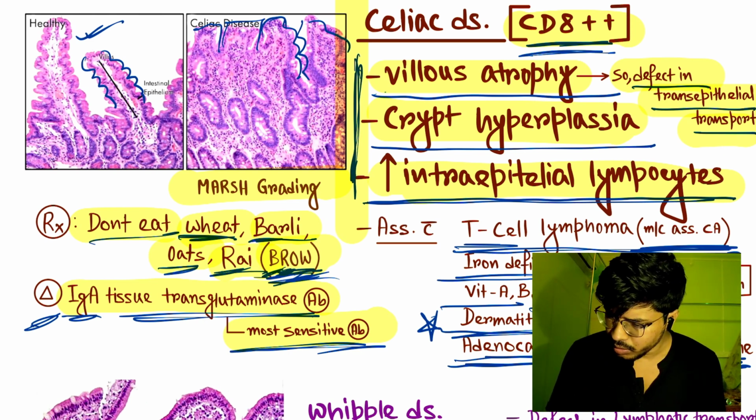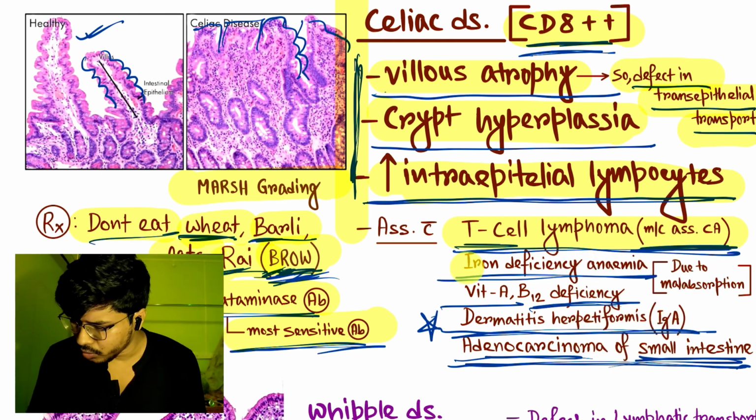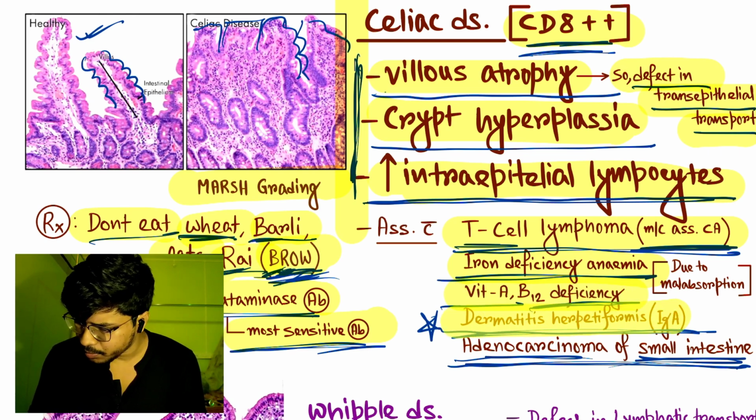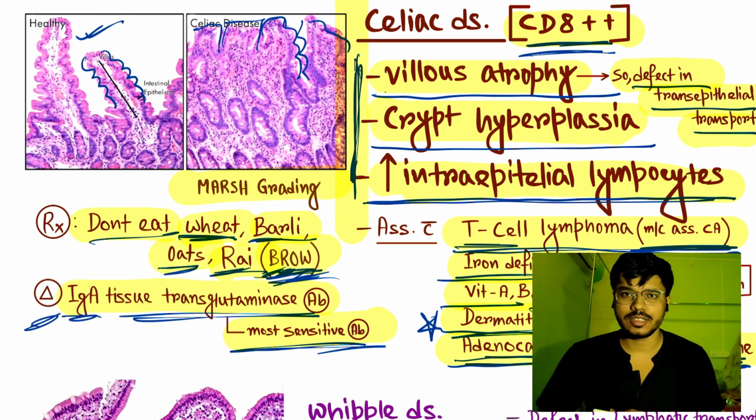Celiac disease is associated with T-cell lymphoma. It is the most common associated carcinoma with celiac disease. Also iron deficiency anemia, vitamin B12 deficiency, dermatitis herpetiformis, and adenocarcinoma of the small intestine. This is all about celiac disease.